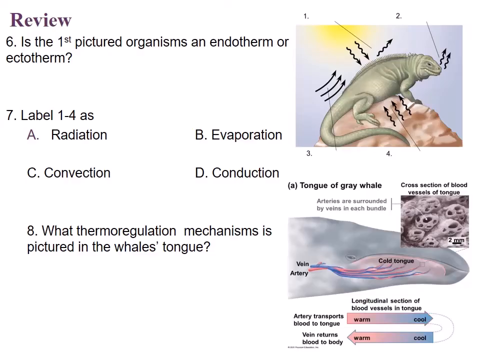Number 8, we have a picture of a whale's tongue where warm blood is cooled as it goes to the tip of the tongue, and cool blood is warmed as it goes back to the whale's heart. So what's that? We have two fluids in tubes running parallel to each other but in opposite directions. So that's a countercurrent heat exchange mechanism.